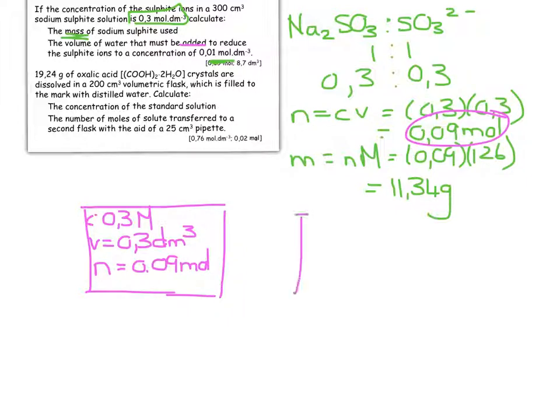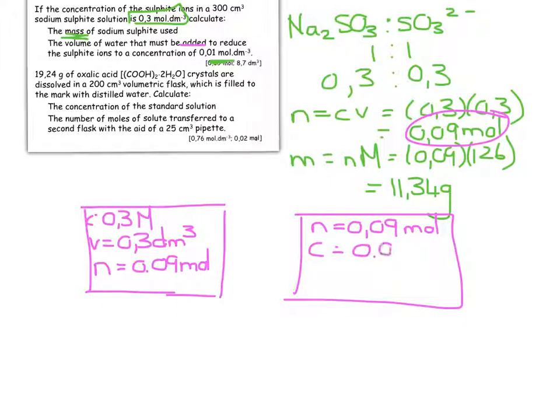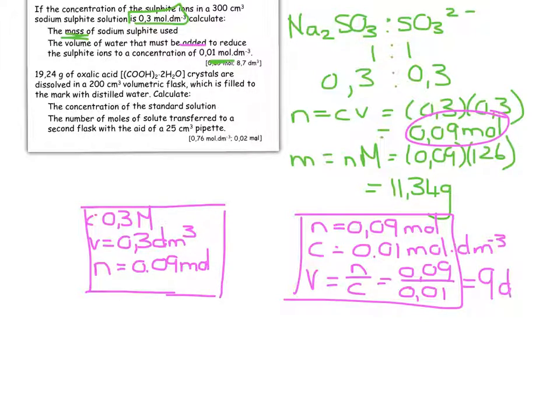I have 0,09 moles. I've calculated that over there already. And I'm going to take that same number of moles across to a new container, and this time I need to get to a concentration of 0,01 moles per cubic decimeter. So what is the volume? The volume is going to be equal to the number of moles divided by the concentration, which is 0,09 divided by 0,01. And that turns out to be 9 decimeters cubed.